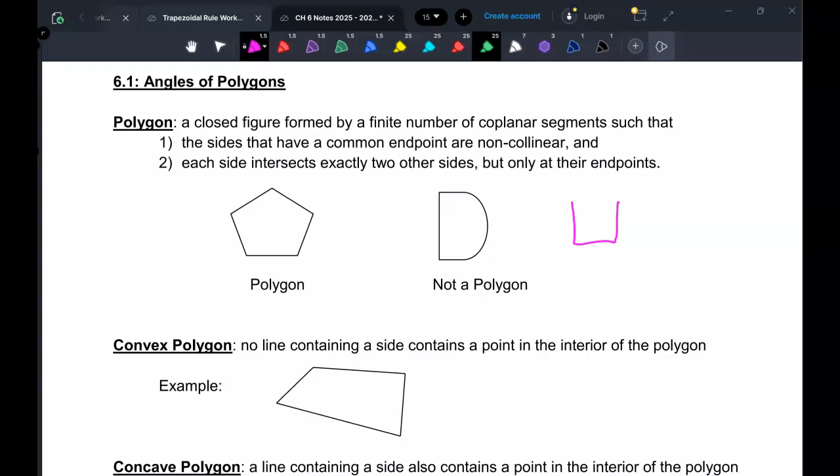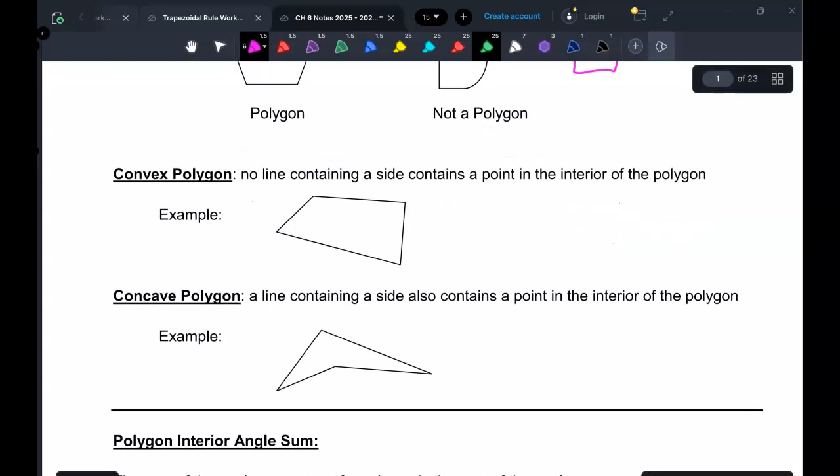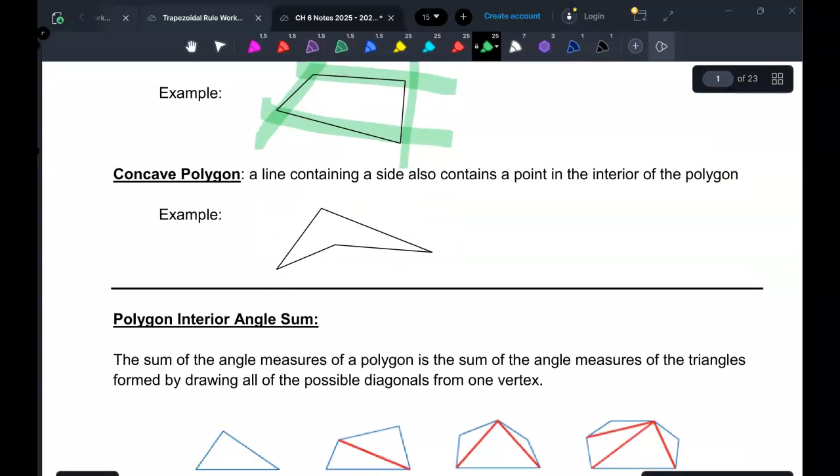Convex versus concave. Do we remember how to distinguish between the two? Concave goes inward at some point. Basically, convex, the way we describe it, you don't really need to know these definitions. If I were to extend each of the sides in this one, none of the sides go through the figure. But if I extend the two sides here and here, they end up crossing. I like to just think it caves in at some point.